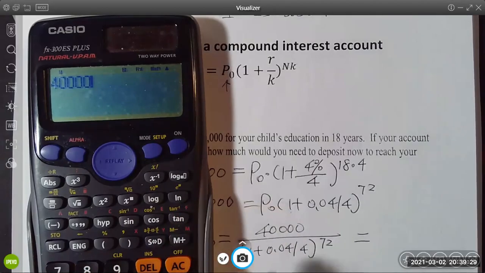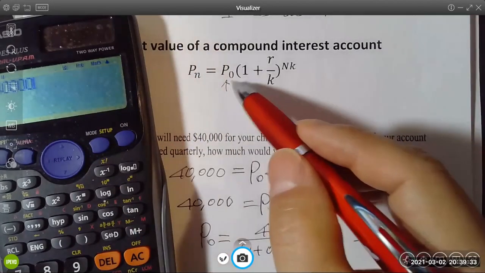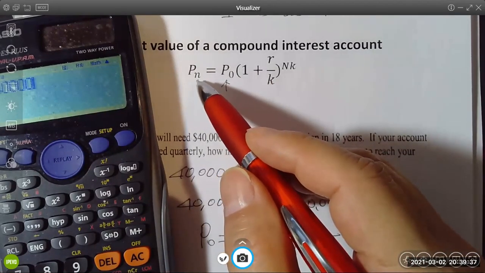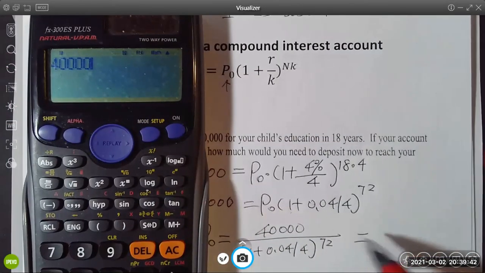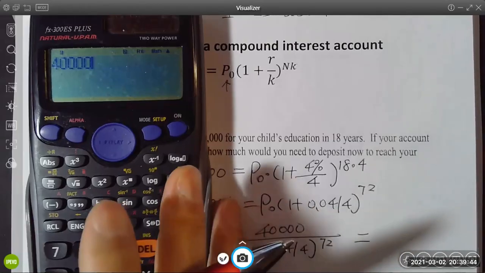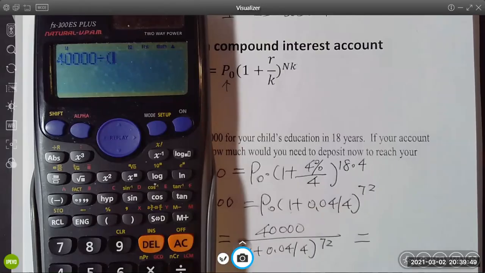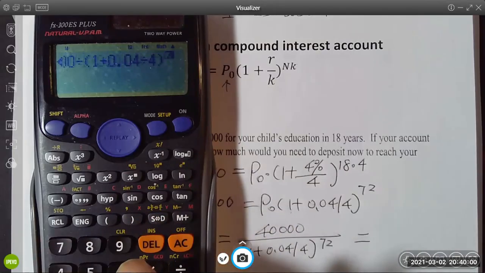That's right. Now, since we are looking for the current value, we expect that number is smaller than future value because future value has interest in it. It will be higher. So in other words, if we get a number bigger than 40,000, something is really wrong. So 40,000 divided by parentheses 1 plus 0.04 over 4, close the parentheses, to the power of 72.